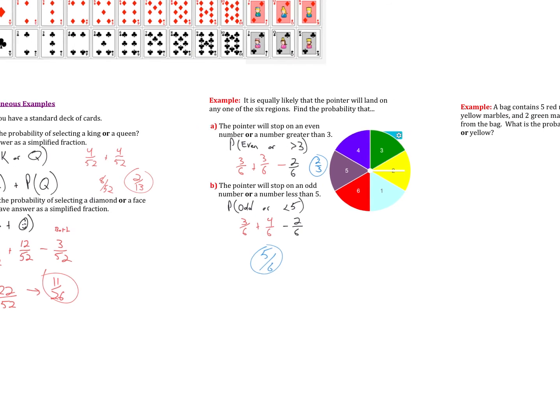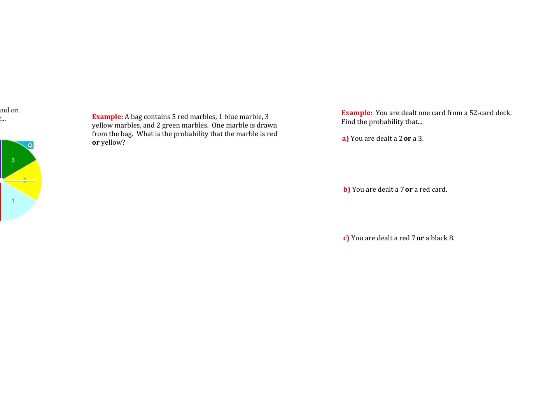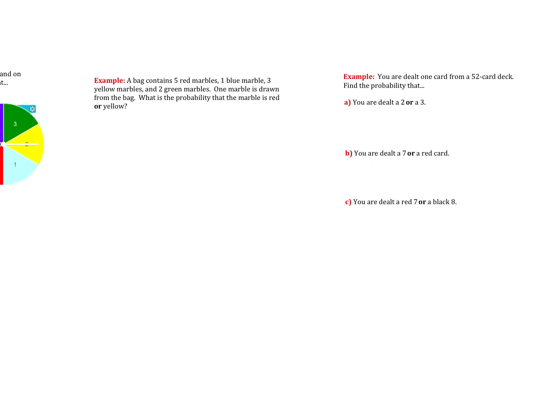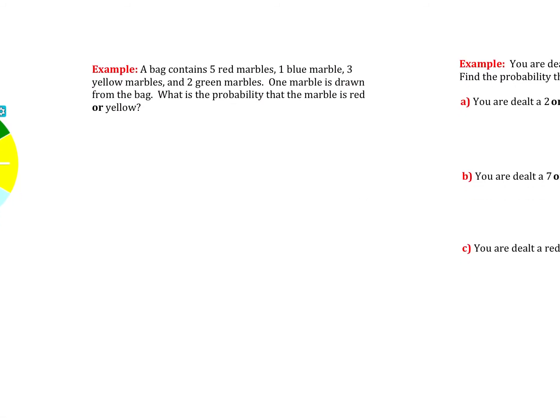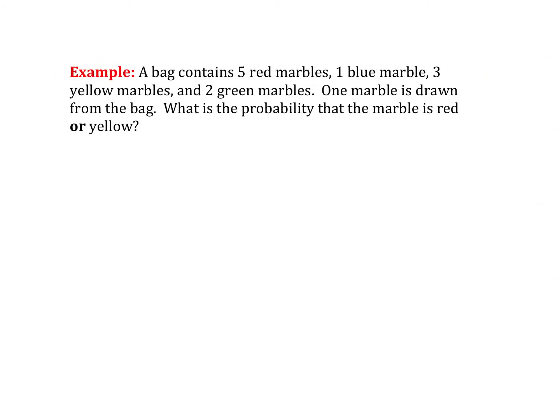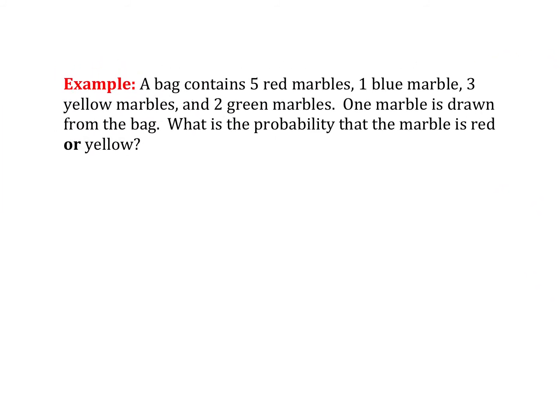All right, we're nearing the home stretch. A bag contains 5 red, yellows. Wow, that would just be orange. 5 red marbles, 1 blue marble, 3 yellow marbles, and 2 green marbles. They don't tell me what the total is, but I'm going to go ahead and add those numbers together real quick to discover that the total is going to be 11. Okay. 1 marble is drawn from the bag. What is the probability that that marble is either red or it's yellow?